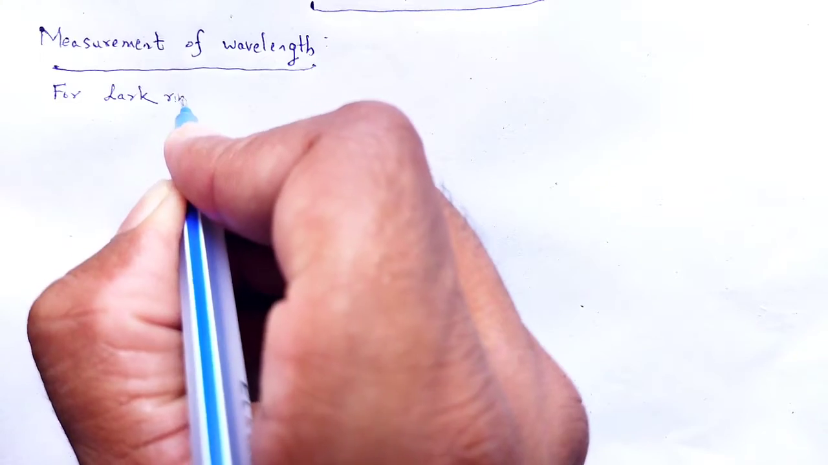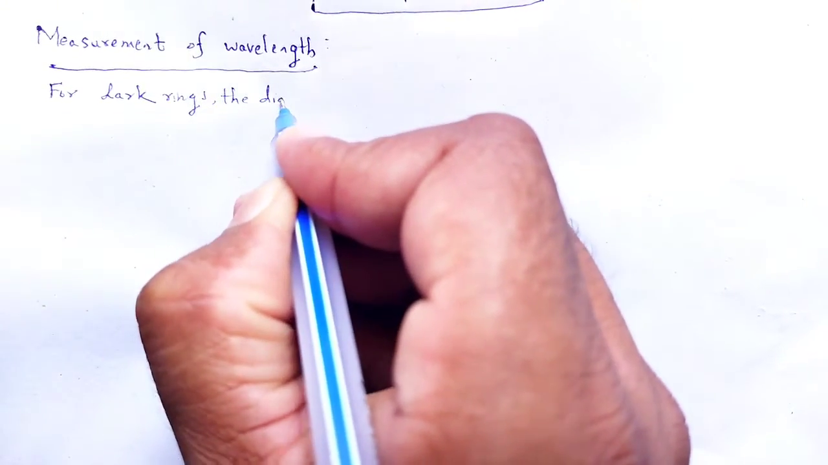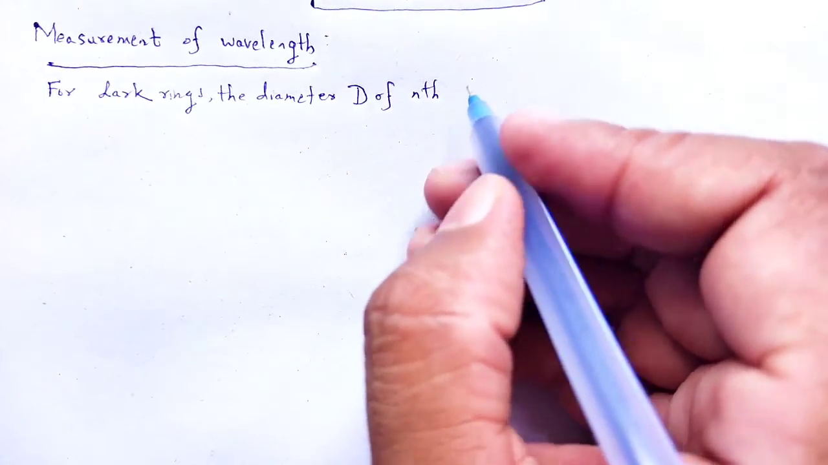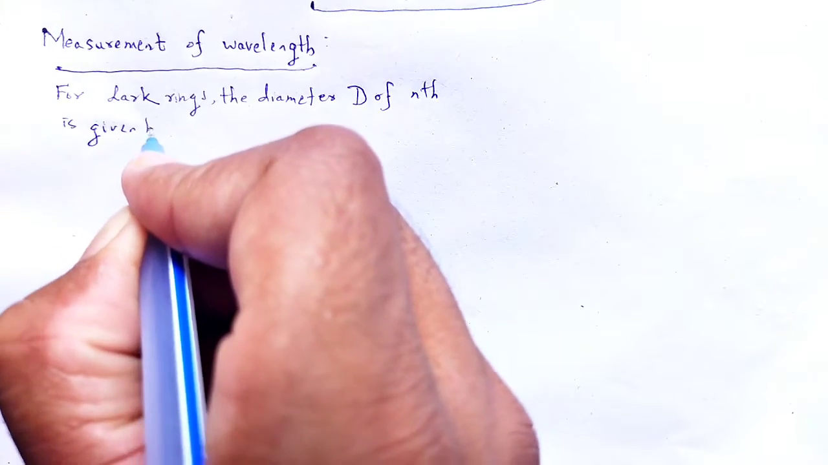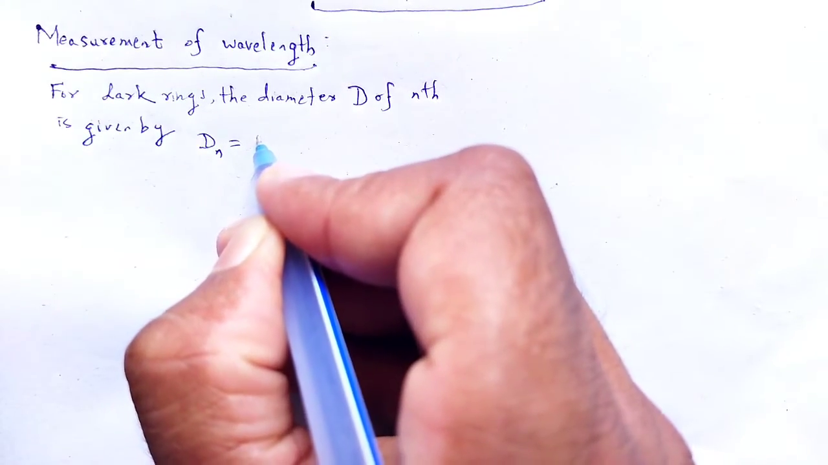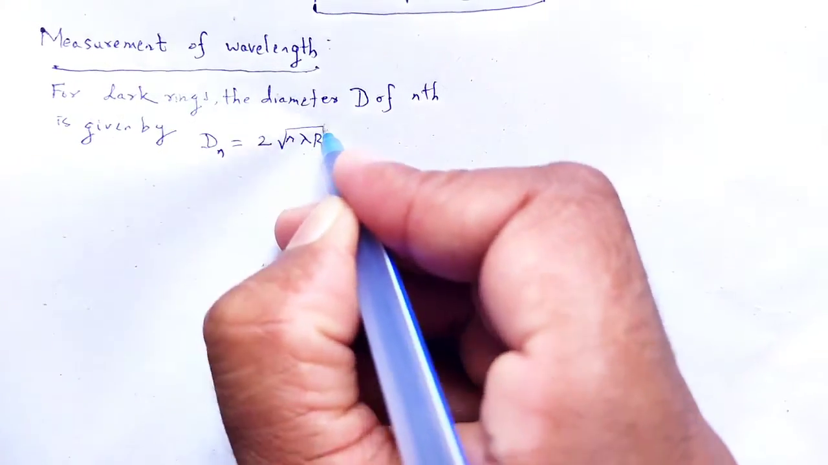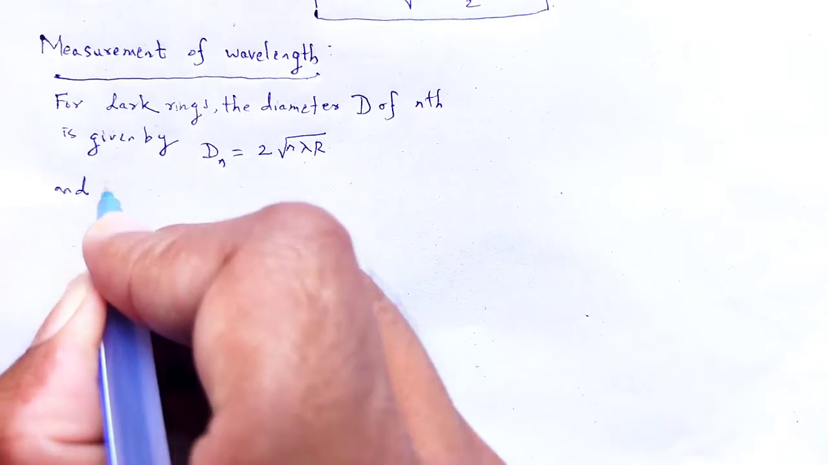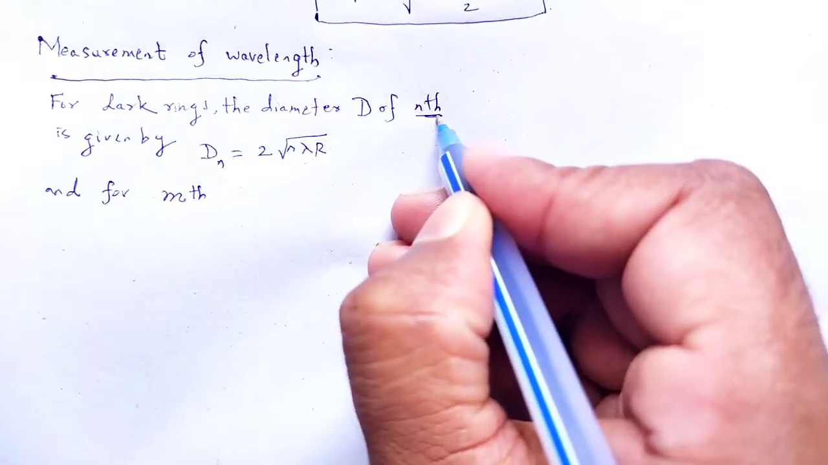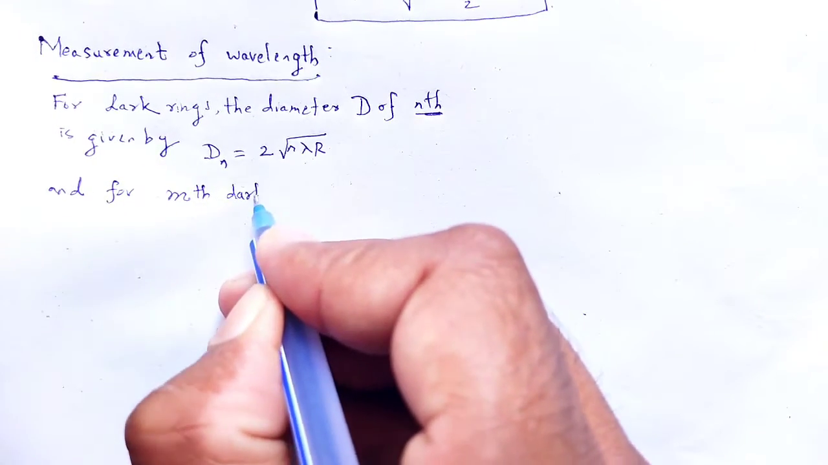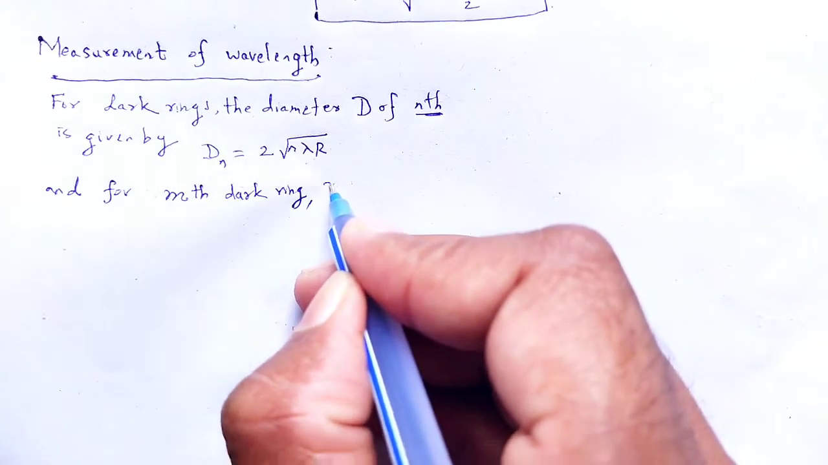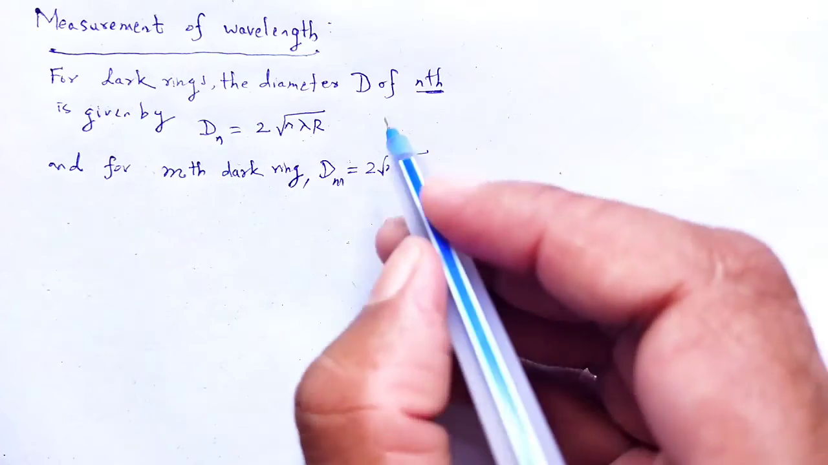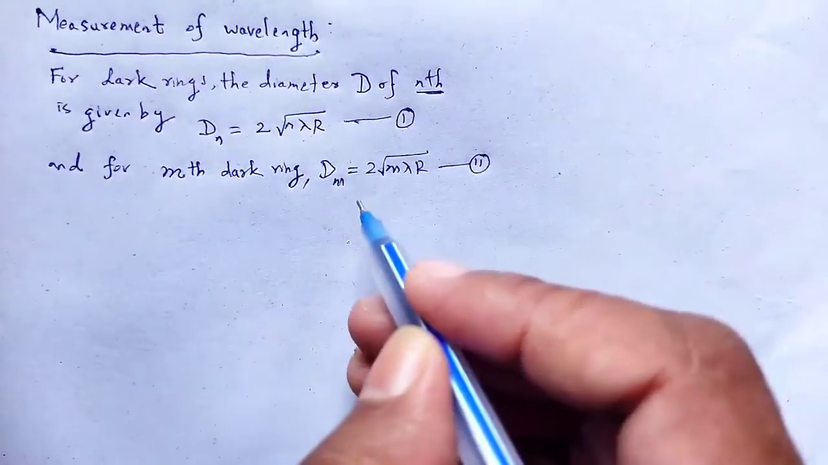For dark rings, the diameter d of the nth dark ring is given by dn is equal to root of 2n lambda r. Similarly, for the mth dark ring, dm is equal to root of 2m lambda r. Now, squaring and subtracting, let these be equation I and equation II.